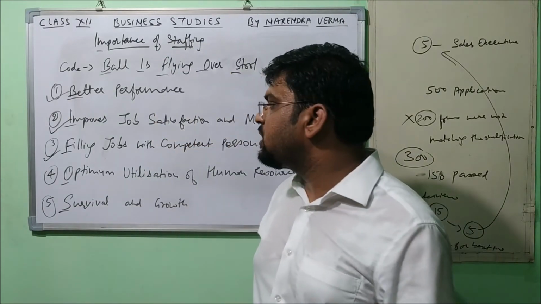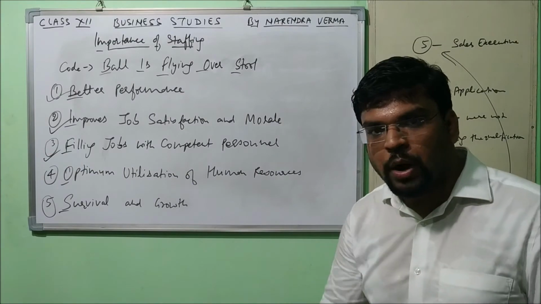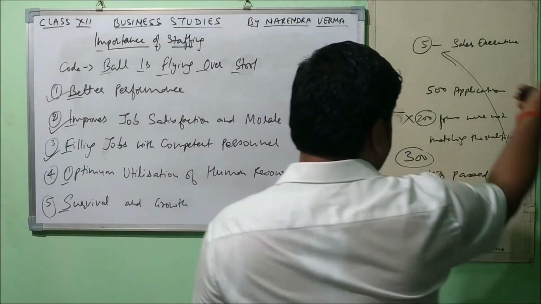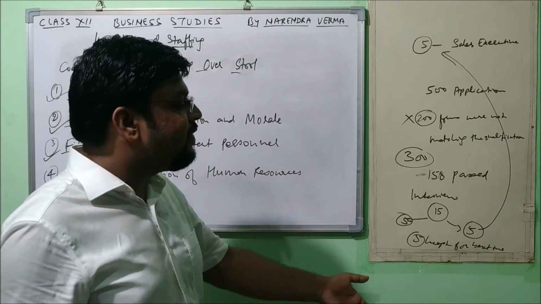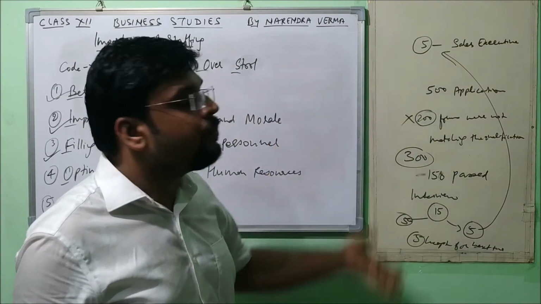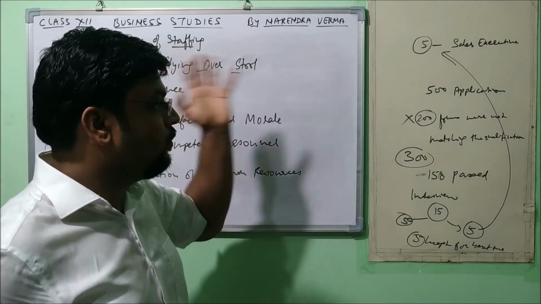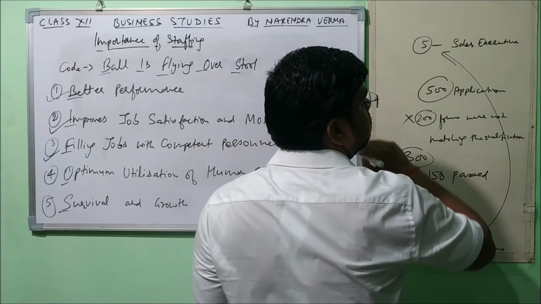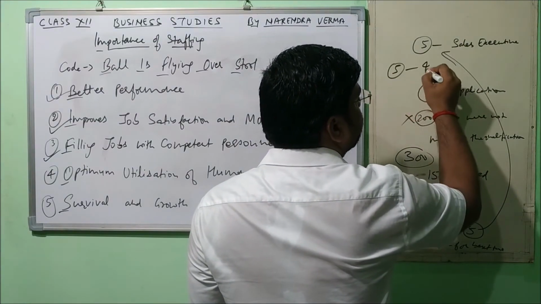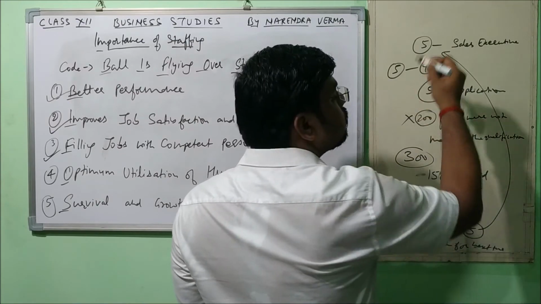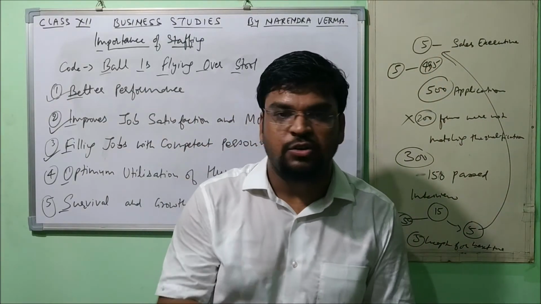So what staffing does is it fills the job positions with competent personnel. Understood the point? Okay, if we do not perform all these activities, then we will not be able to identify who is the most competent, who is more competent than the others. We got 500 applications. Okay, only 5 were the most competent, eligible for the post, and 495 were not. So the staffing process has to be performed for that. Understood?